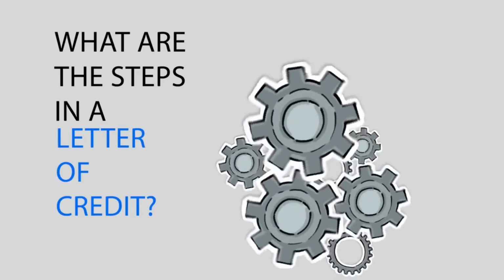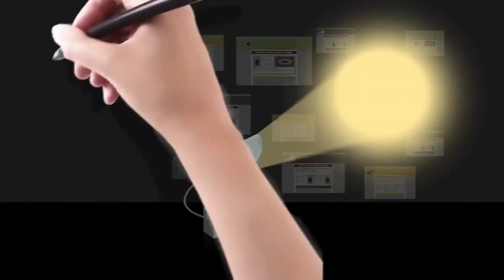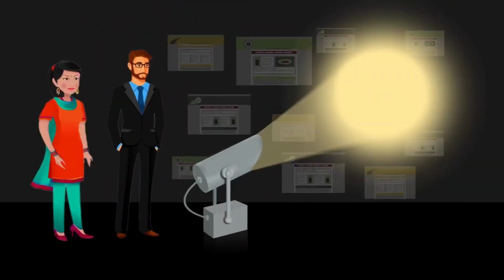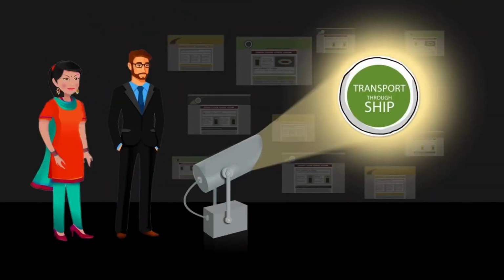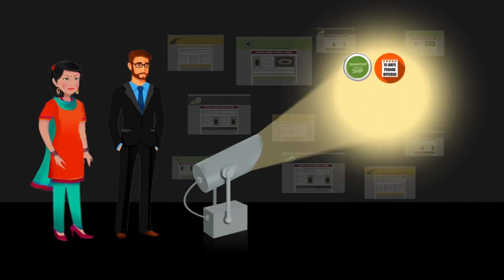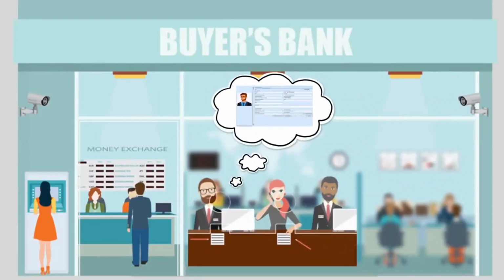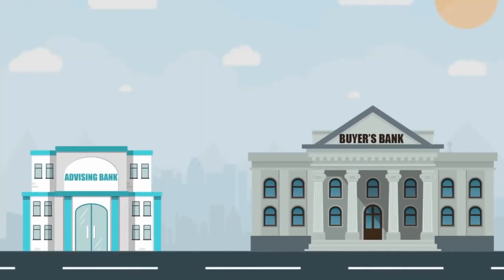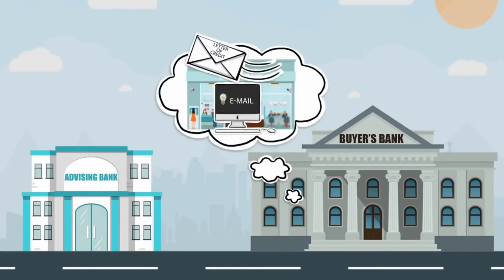What are the steps in a letter of credit? Buyer and Nikhu agree to the terms such as means of transport, period of credit offered, the last acceptable shipment date, etc. The buyer applies to the issuing bank for the issue of the LC. The bank then evaluates the buyer's credit standing. On issuing the LC, the issuing bank sends it to the advising bank through mail or electronic means such as SWIFT.